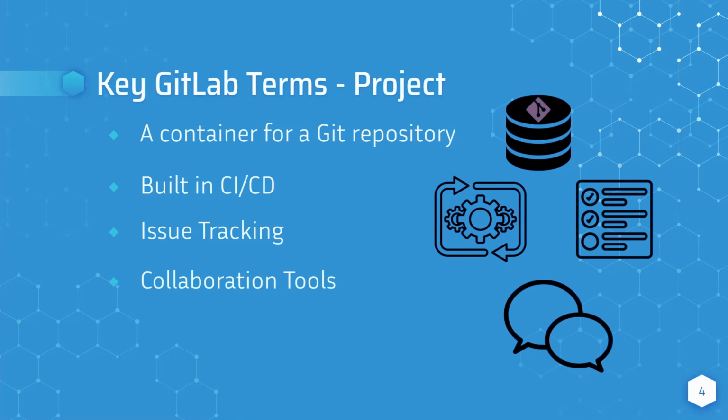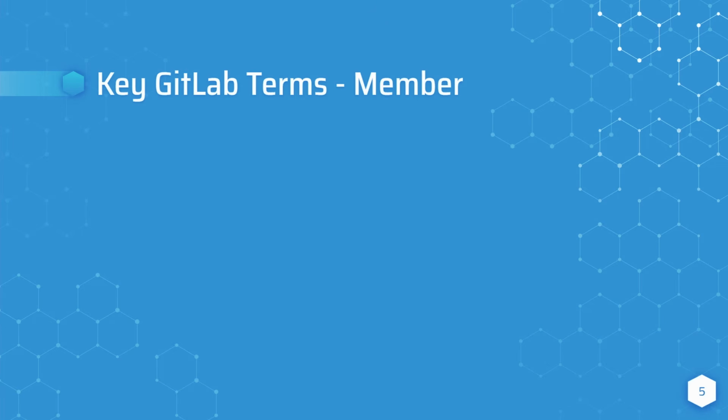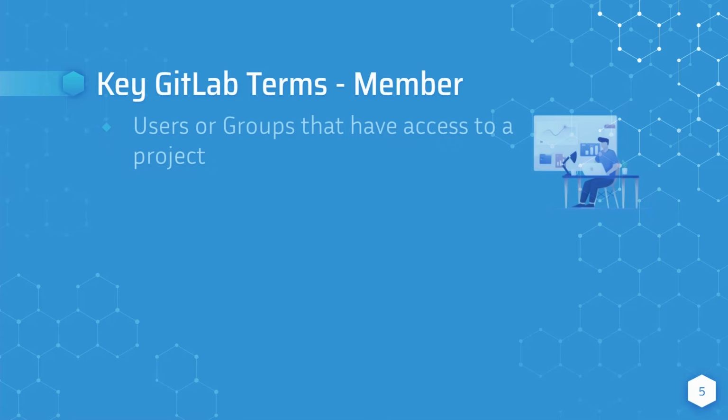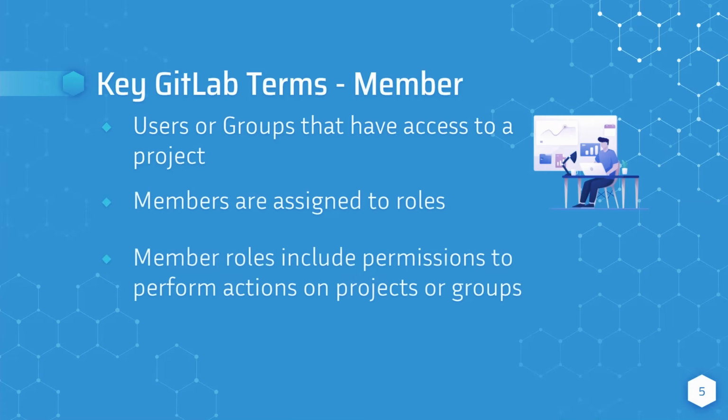These are just some of the features that a GitLab project offers, but they are the features that we will primarily focus on in this series. Another important term to be familiar with are members. Members are GitLab users or groups that have access to a GitLab project. In addition, members are assigned to roles, and these roles include permissions to perform actions on GitLab projects or groups.